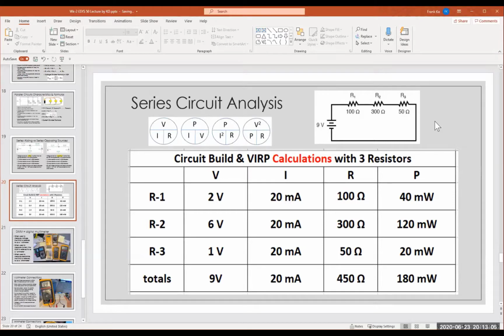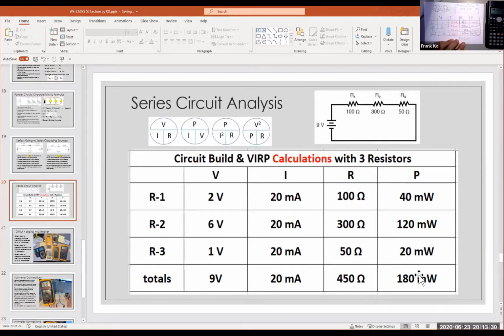Yes. Current was 20 milliamps. The entire column is all the same. The voltages we calculated 2 different ways. We recently calculated using Ohm's law. We previously calculated these same voltages using the voltage divider formula. The powers through the very first power formula, P = IV, all of these were individually calculated.